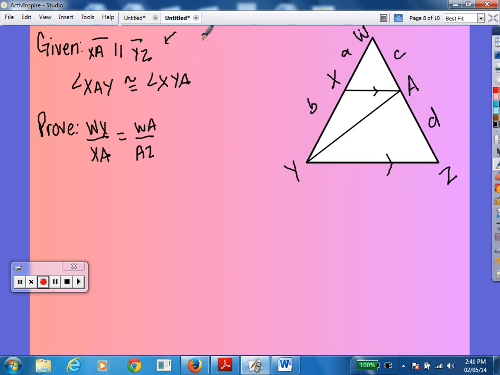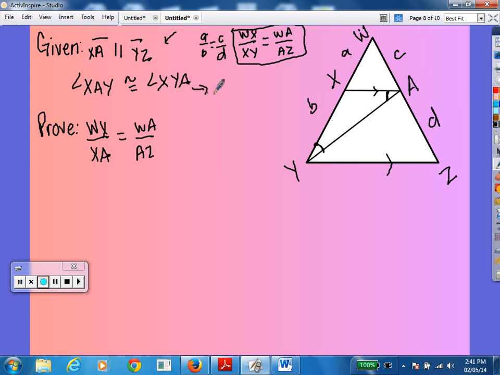So if it's A over B equals C over D, let's substitute that with the actual segment measures. That's WX over XY equals WA over AZ. Okay, so that statement is the side splitter theorem, and it leads us to that proportionality. Now let's go to angle XAY is congruent to angle XYA, which looks a little bit nicer.